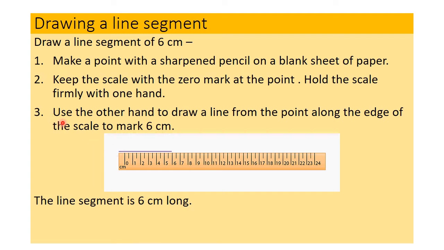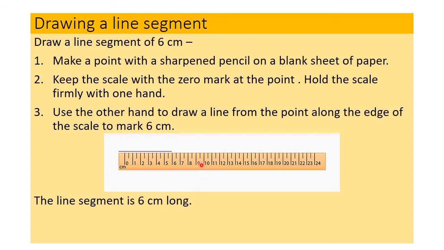Now in the third step, you have to use your other hand, that means your right hand, to draw a line from this point along the edge of the scale. This is the edge of the scale, so that you can mark 6 centimeters. The line segment should be 6 centimeters long. So here we have got the line segment which is 6 centimeters long.